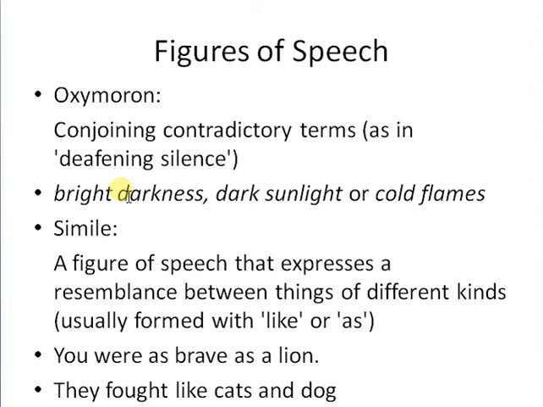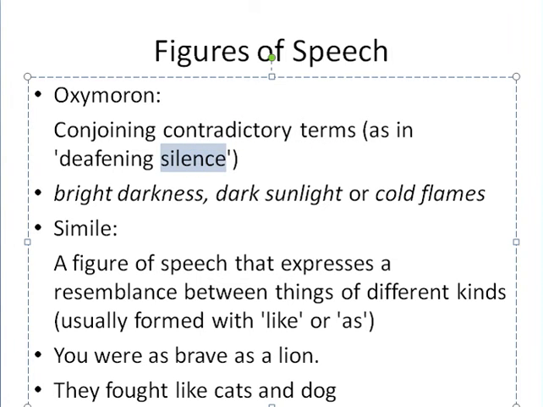The first is oxymoron and the other one is simile. Oxymoron is conjoining contradictory terms, like you are writing two different words which have different meanings from one another, conjoining contradictory opposite meanings, such as deafening silence. Now deafening means very loud, very intense, that cannot be bearable by a normal person, and silence is the presence of no sound. So you see, the poet is joining two opposite things.